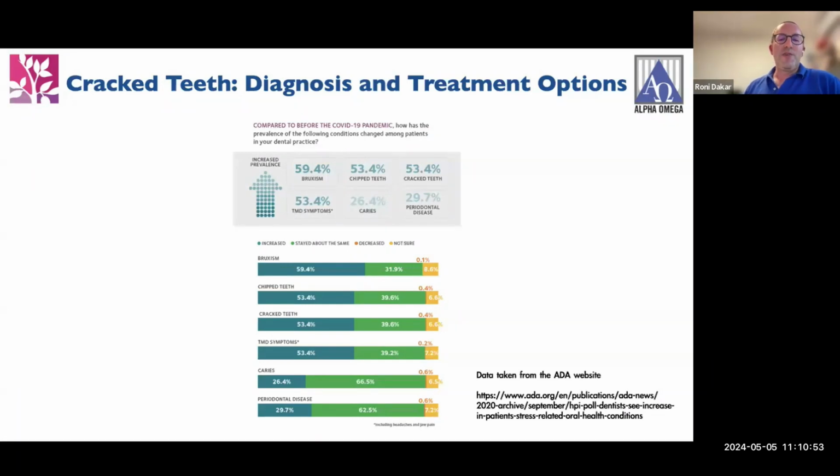strangely. So in recent years, I assume most of you have noticed that we're seeing many more patients with cracked teeth. And we believe it's due to periods of stress during the COVID-19 pandemic. We noticed an extreme increase in cracks that were diagnosed.